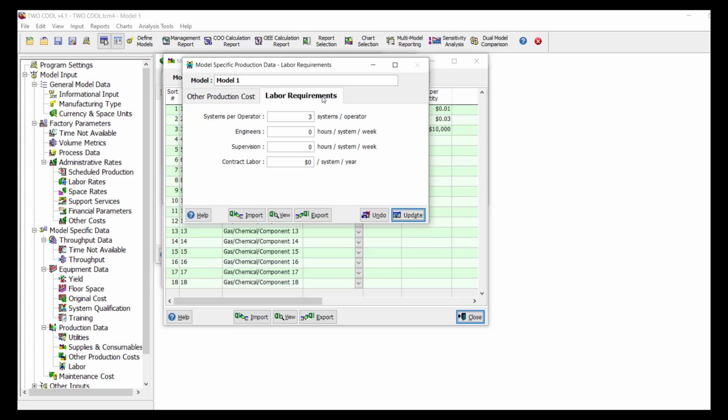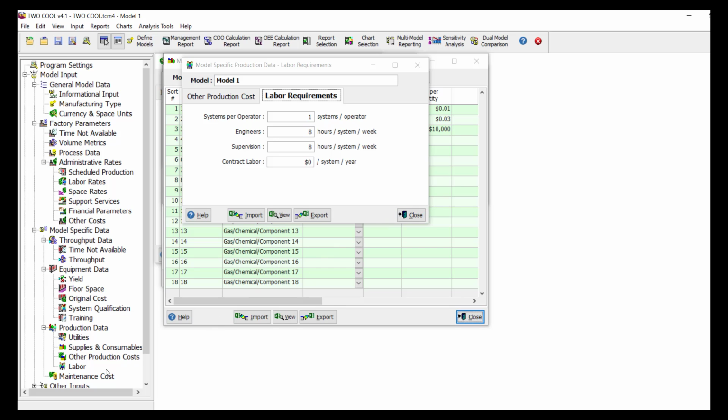The Labor tab allows us to enter data on personnel usage. This equipment isn't heavily automated, so we have 1 system per operator. The previous data indicated that ultimately there would be 5 systems, so we can allocate the time for supervisors and engineers accordingly. There is no need for contract labor.